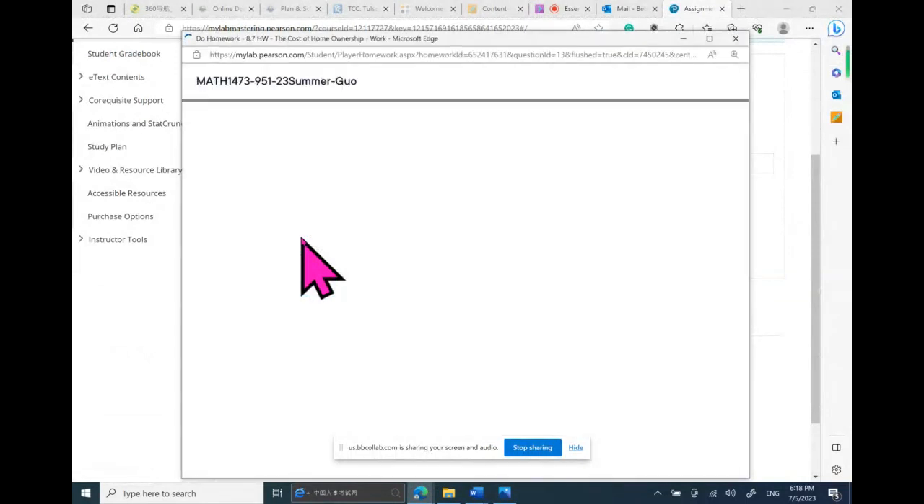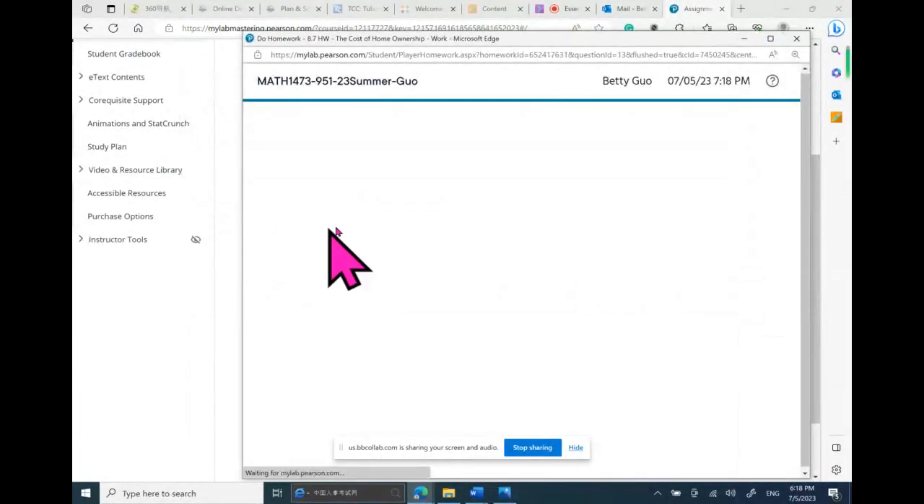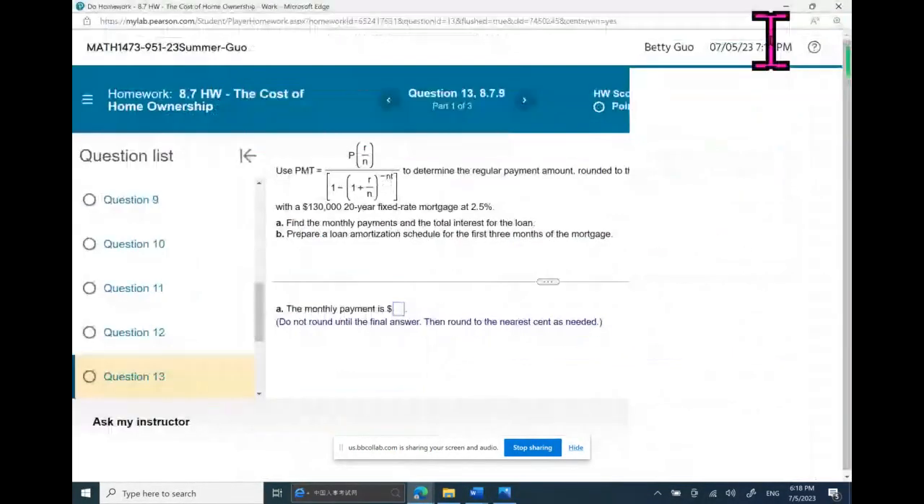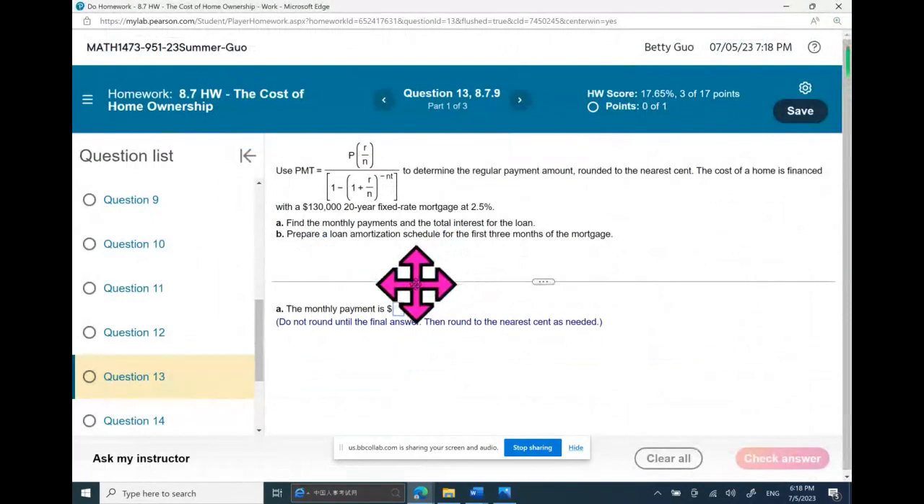You guys help me to calculate. I'm not going to switch to my 84 calculator, so how about you guys help me to calculate? Let's see this one. We need to determine the regular monthly payment. Round to the nearest cent. The cost of a home is financed with a 130,000 20-year fixed rate mortgage at 2.5%. Find the monthly payment and the total interest for the loan.